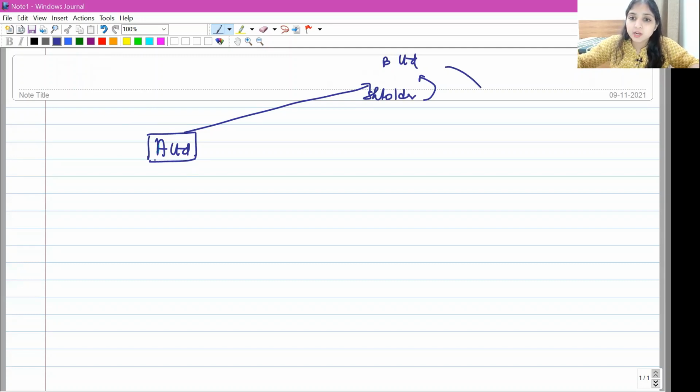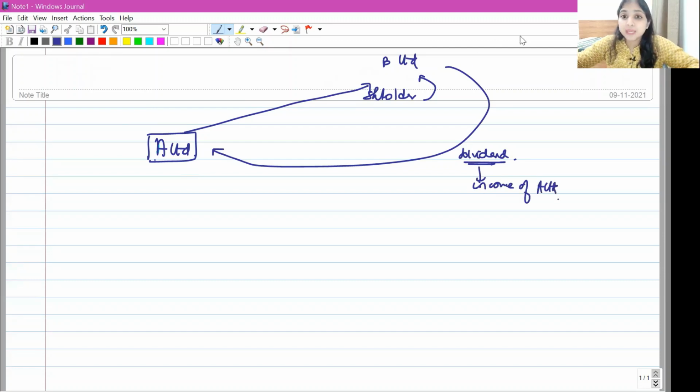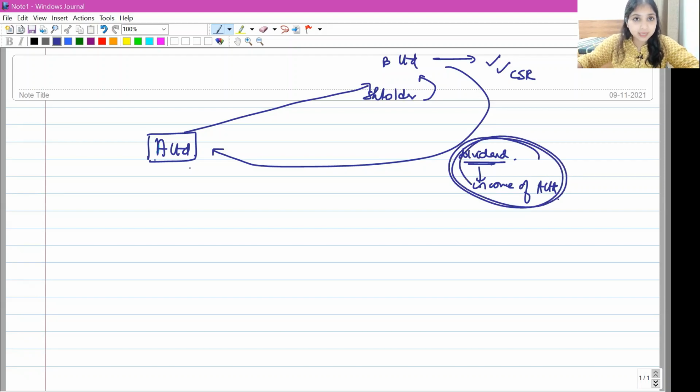Now, because it is a shareholder in B Limited, B Limited is giving dividend to A Limited. So this dividend is nothing but income of A Limited, right? And if B Limited is an entity which is properly following CSR provisions, then this dividend income that A Limited is earning from B Limited will not be included in the profits of A Limited. Are you clear? And repeat again.